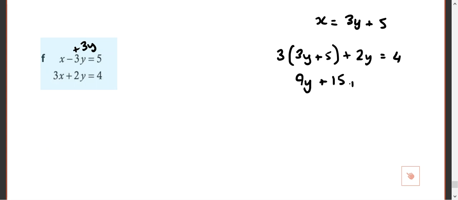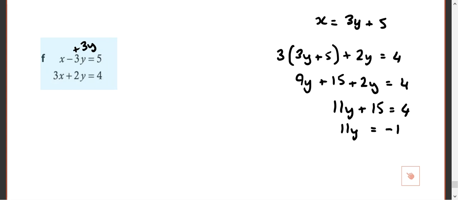9y plus 15 plus 2y equals 4, which is 11y plus 15 equals 4. If I subtract the 15, that gives me minus 11, so 11y equals negative 11, which is y equals negative 1. That's the substitution method, nice and easy for that one.